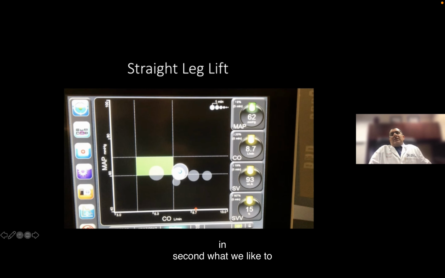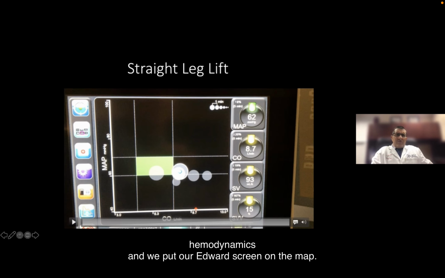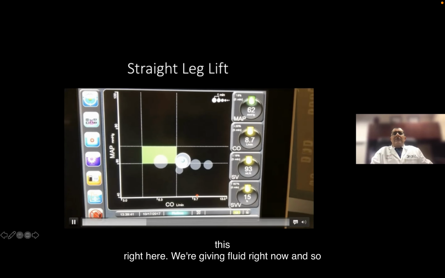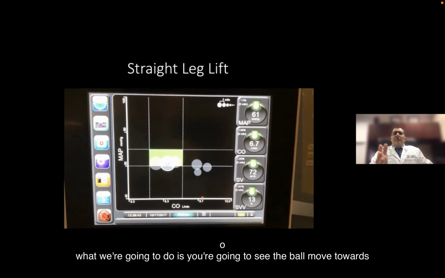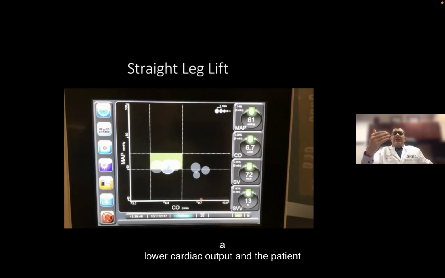What we like to do in our institution is something called functional hemodynamics. We put our Edwards screen on the MAP, so it's a pressure and flow curve. We put our MAP between 60 and 70 and our cardiac output somewhere between 5 and 8, depending on the patient and whether they're septic. And this ball actually moves. I'm going to play this right here. We're giving fluid right now, and you're going to see the ball move towards a lower cardiac output, and the patient needed fluid.